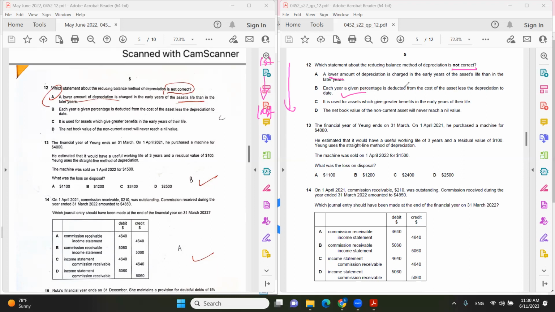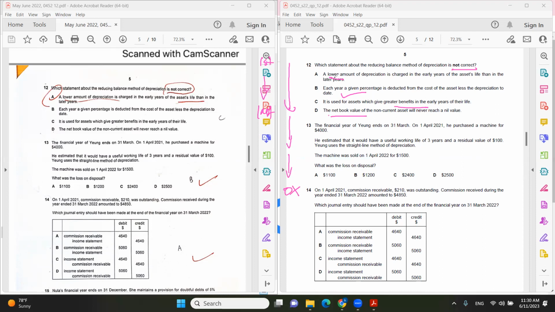This is correct. That means cost minus provision for depreciation times the percentage. It is used for assets which give greater benefit in the early years. Yes, this is correct. For example, computer, motor vehicle, machinery. The net book value of the non-current asset will never reach zero. Why? Because if you use a calculator, you notice you keep on dividing over the period. The value gets lesser and lesser, but it will not reach zero because you still need to multiply the percentage and the value cost.